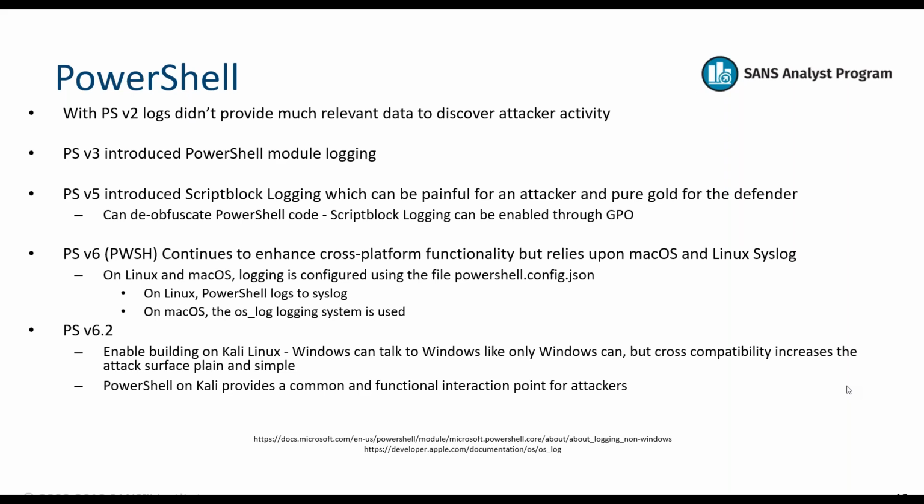The world's crazy right now, right? We have PowerShell running on Mac and Linux. We have Bash running on Windows. It's crazy. On Mac and Linux, if you're running PowerShell in that environment, logging's configured using the PowerShell config JSON file, so you can kind of toggle things there. Of note, whereas PowerShell on Windows is using Windows Event Forwarding, on Linux, PowerShell logs to syslog, so you need to be ingesting that, of course. And then on macOS, it's using the Apple OS log system.